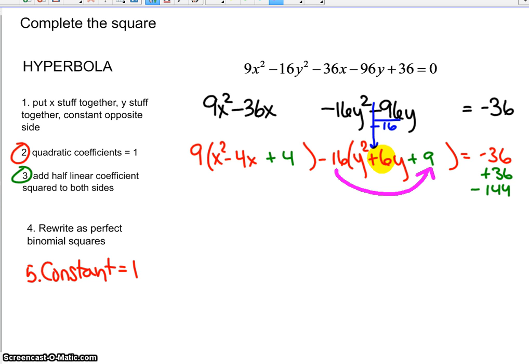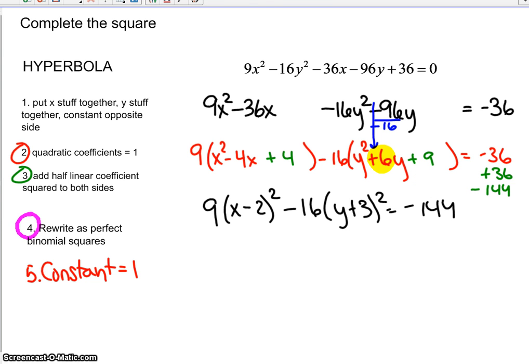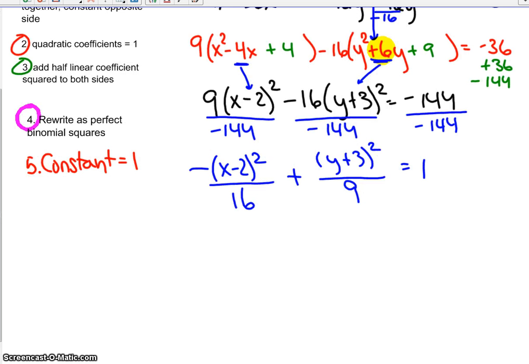But what I'm actually doing is negative 16 times 9, or negative 144 to both sides. Okay, so now pause, do step number 4. All right, so again, when we rewrite it into our perfect binomials, the half the negative 4, half the 6. Okay. Jump into step number 5, get your constant to be 1. All right, so again, to get your constant to be 1, we're going to divide it by itself. So I'm taking negative 144 divided by negative 144.